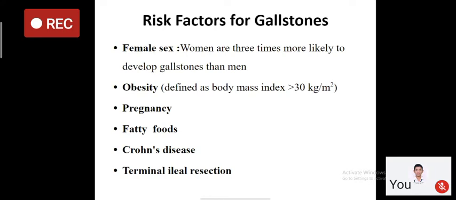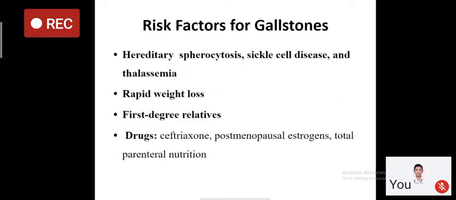Third risk factor is pregnancy. Gallstone is a very common condition in pregnancy. Fourth risk factor is fatty foods. All those patients who take more fatty foods are more prone to gallstone. Then Crohn disease and terminal ileal resection. Any disease in which we have to resect the terminal ileum, like in enteric perforation, means we have to create an ileostomy. In ileostomy patients, there are increased chances of gallstone. Why is it so? I will tell you later on.